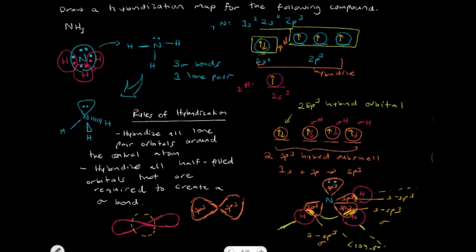So when you have a lone pair, you also have to hybridize that orbital in order to make it the same energy as the orbitals that will constitute the sigma bond. So make sure you remember that, to hybridize your lone pairs as well, right?